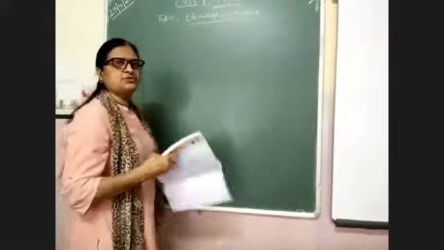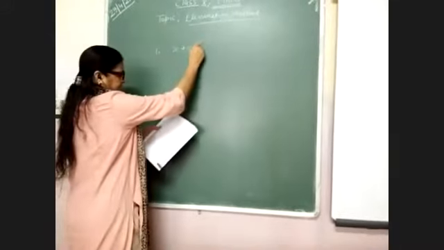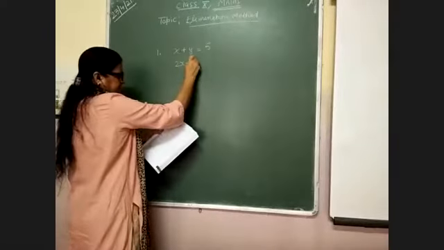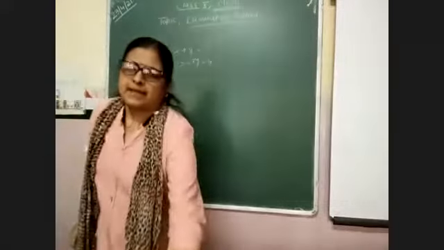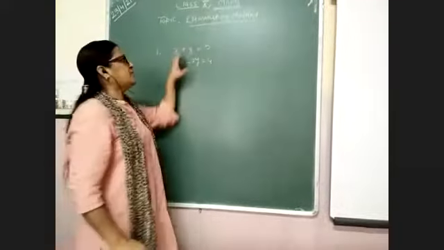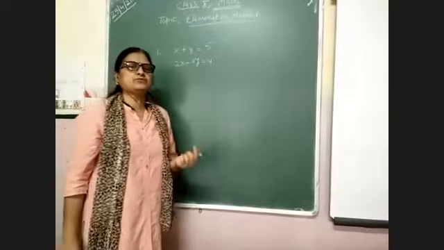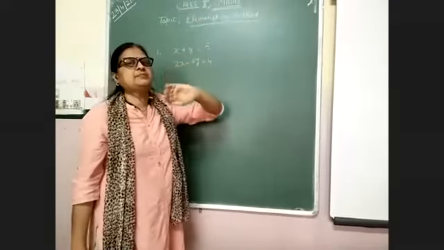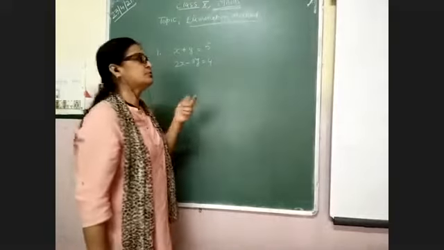I will take one question: x plus y equal to 5 and 2x minus 3y equal to 4. Note down along with me how to find the values of x and y by the elimination method. Your copies will be checked. Already Jitendra sir told you.